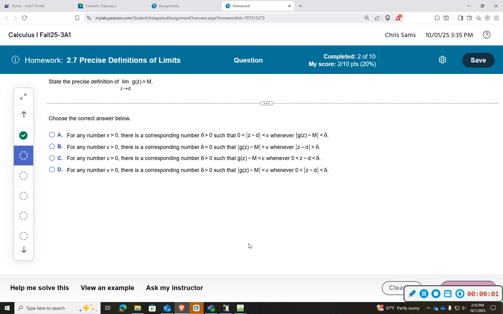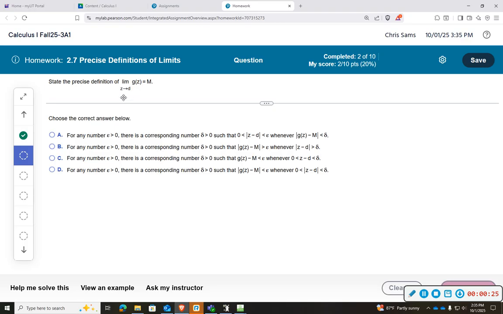All right, question number 3. This is just going over the definition, and it wants us to state the precise definition for limit. They've used different values, but it's the same. So we're saying the limit of g of z as z approaches d is equal to m. And so what does that mean?